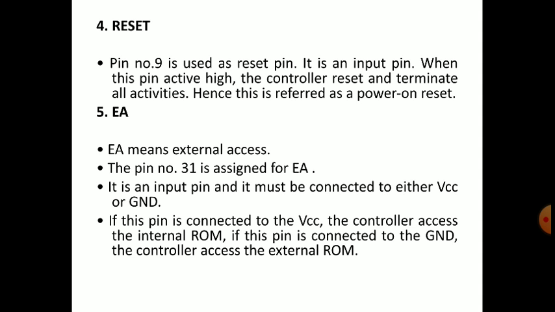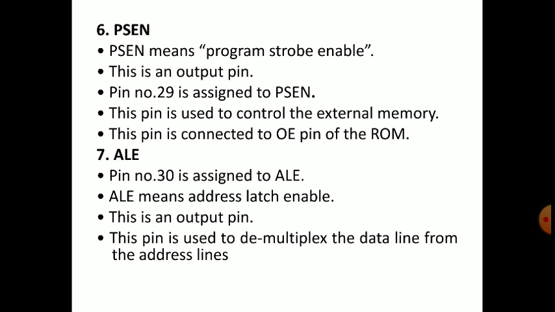EA means external access. Pin number 31 is an input pin and must be connected to either VCC or ground. If this pin is connected to VCC, the controller accesses the internal ROM. If the pin is connected to ground, the controller accesses the external ROM. PSEN, program store enable, is an output pin, pin number 29, used to control the external memory connected to the OE pin of the ROM.